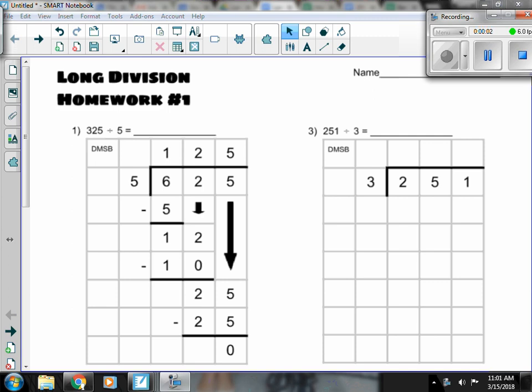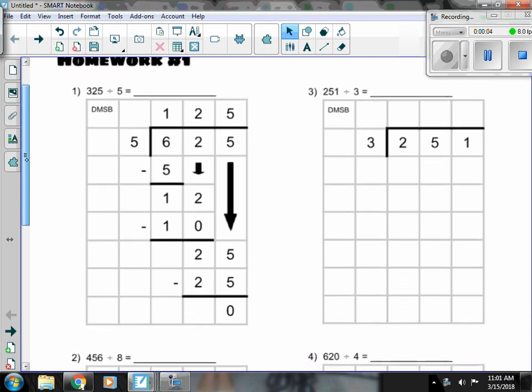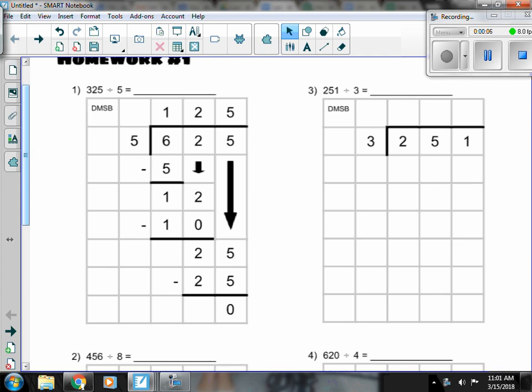Tonight's homework starts reviewing the process for long division. So my first problem up here, I have 251 divided by 3. I first think to myself, can 3 go into 2? And it can't. So then I group the first two numbers together and I think, can 3 go into 25? And it can go in 8 times.